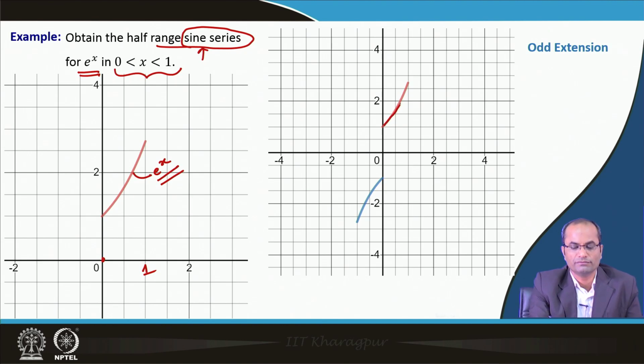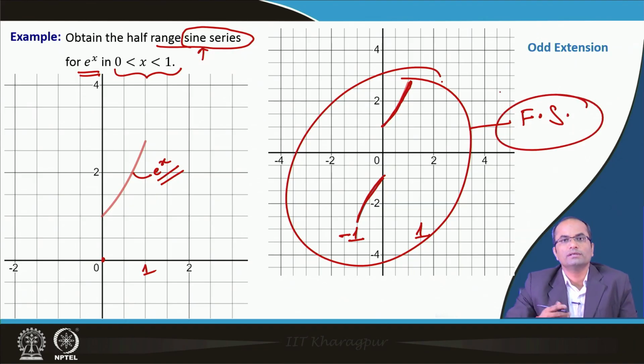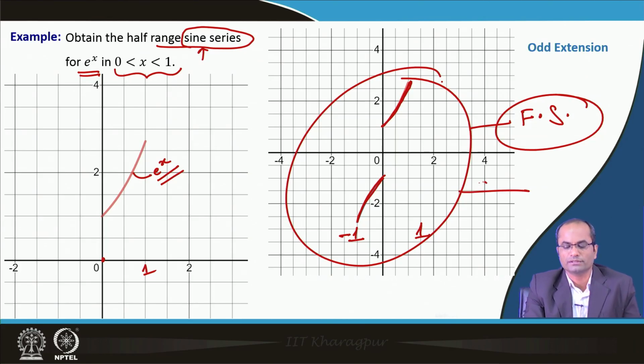So, this was the given function, the exponential function in 0 to 1. What we have done, we have extended this so that the function in this range -1 to 1 has become now an odd function, and now we will write its Fourier series. If we write the Fourier series of this function, then naturally this will have only the sine series, and we have the direct formula now. We do not have to write the Fourier series of this function.